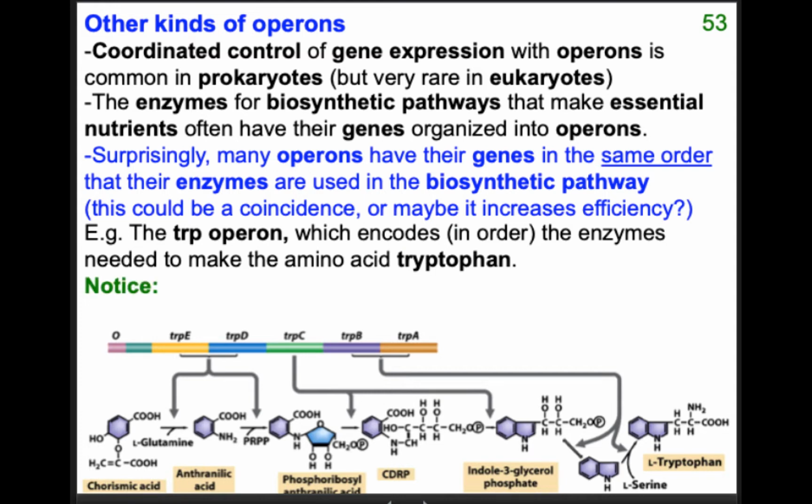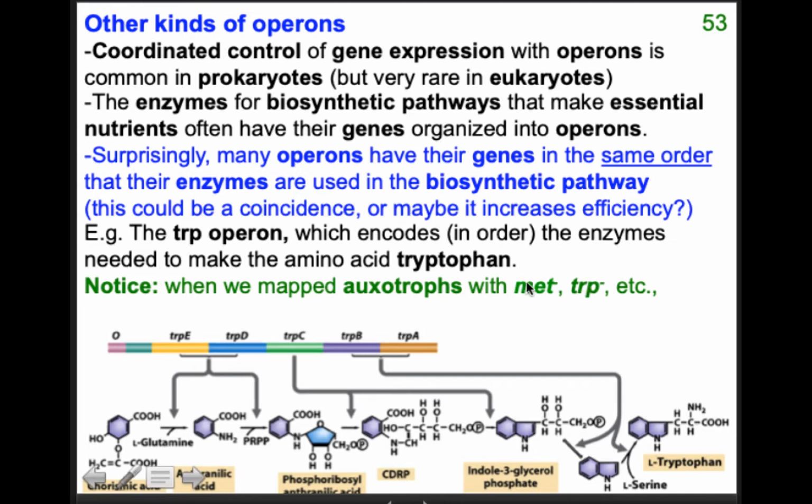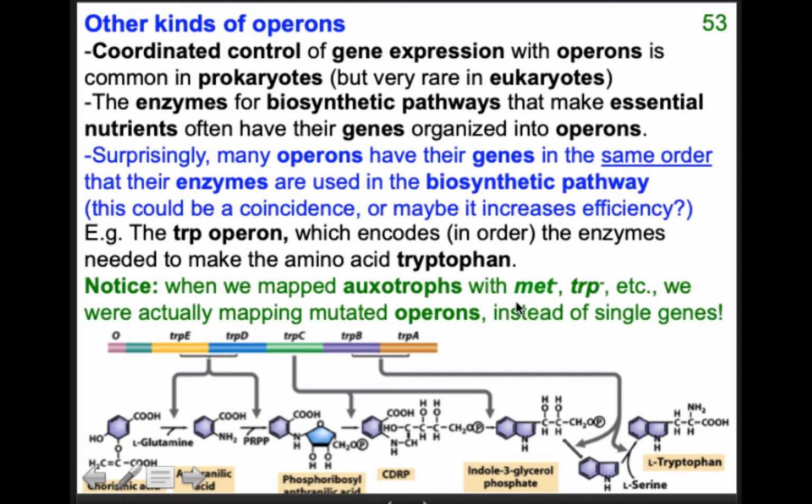Something to think back to is that when we started talking about biosynthetic pathways and different mutations that make a prototroph into an auxotroph, so these auxotrophs might be trp minus or met minus, we're talking about the mutation of an actual operon. Right? So whereas before we just called them met and trp genes that are either wild type or mutant, what we're actually mutating are operons instead of single genes. Okay, so that's a clarification of what was actually mutated in these auxotrophs in our previous lectures.